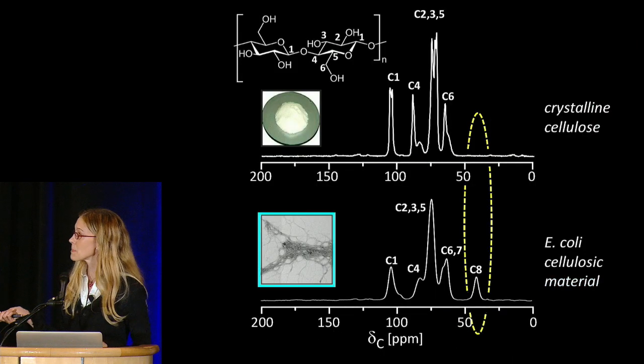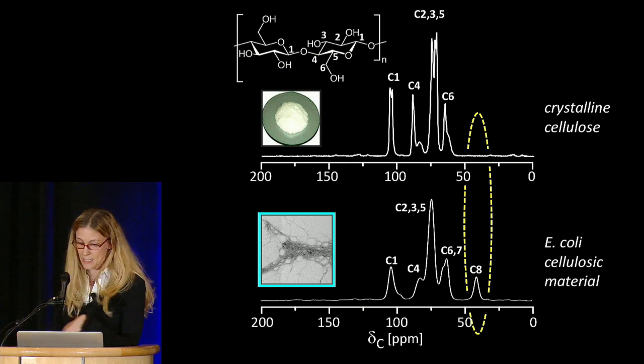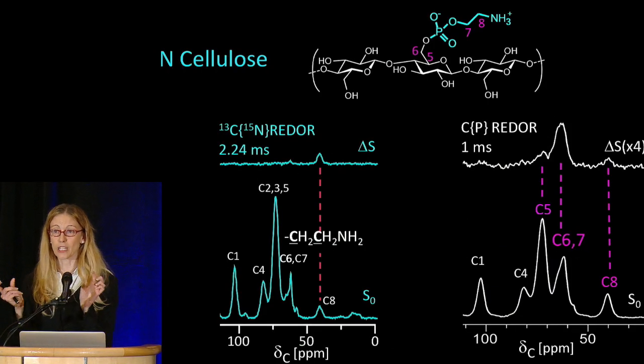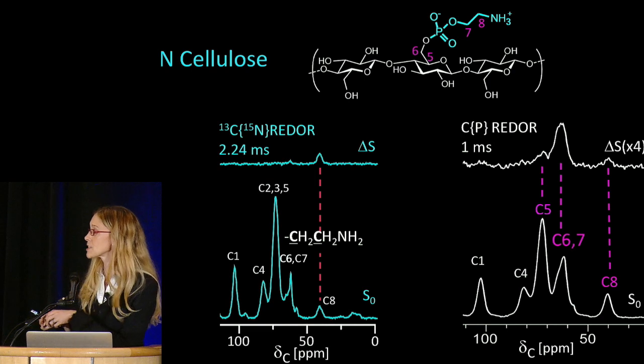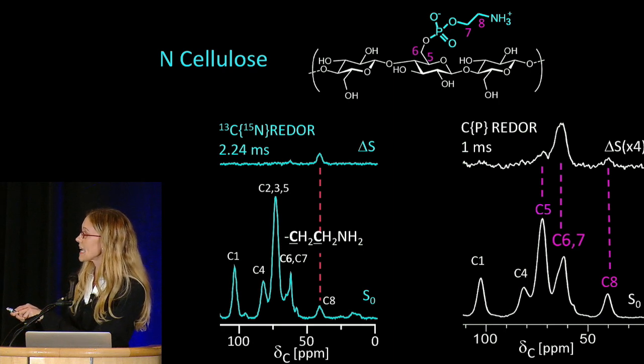And as you can see, that's a peak not present in commercially available microcrystalline cellulose, whereas all the other six carbons are present. And what we've discovered using solid-state NMR and measuring dipolar couplings, the strengths, the distances between nuclei, is that out of all of the carbons in our material, there was one that was one bond away from a nitrogen. That's the modification C8 carbon.